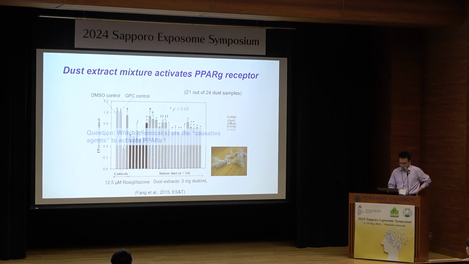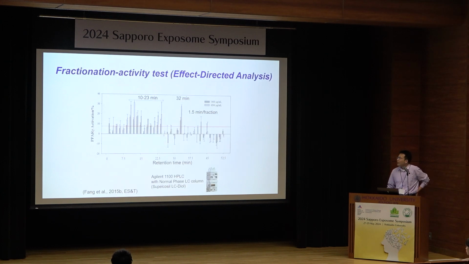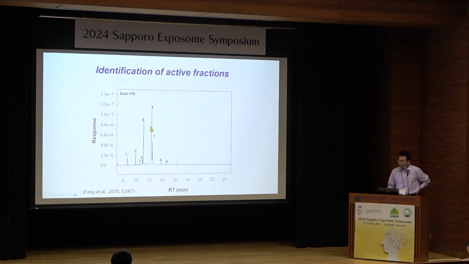We want to figure out what chemical inside is causing the effect. It's making me very excited. As a chemist, we want to use effect-directed analysis, which means we try to fractionate your complex mixtures into different fractions based on their different affinity with the chromatography. So we have different fractions, and we identified a few fractions that have very potent activity. After that, we did a non-target analysis of these active fractions.